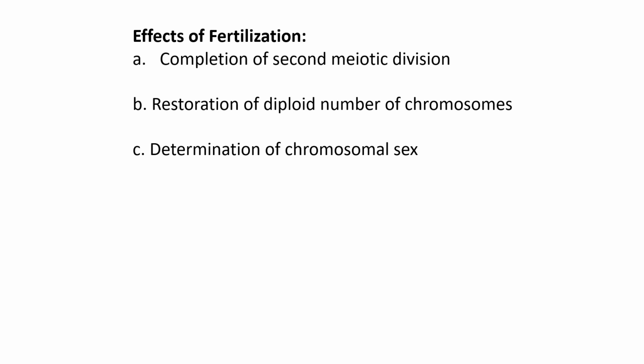So if the X chromosome of the male fuses with the X chromosome of the female, it leads to the birth of a female child. And if the Y chromosome of the male fuses with the X chromosome of the female, it results in the birth of a male child. Thus, the sex is determined by the paternal side, or the male partner. Then, initiation of cleavage division of the zygote. The zygote is a very large cell, so it is soon segmented into small, normal-sized cells by cleavage division.